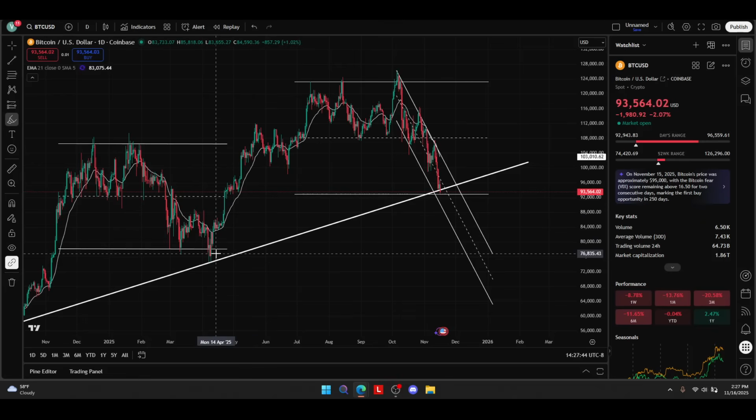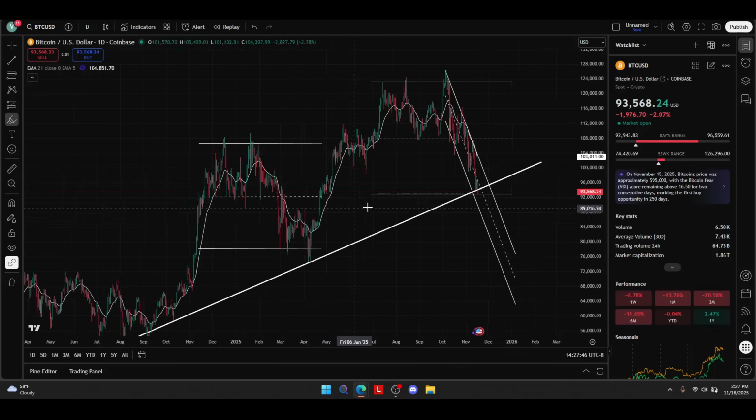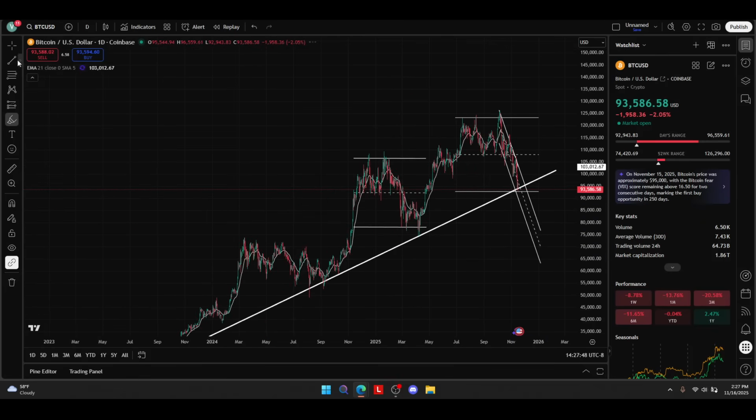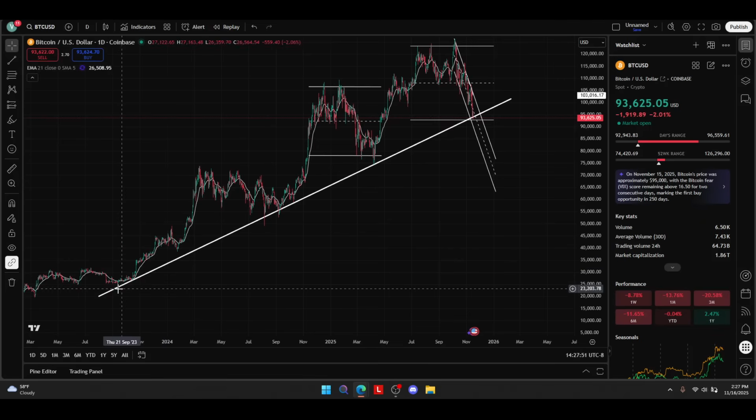It's not guaranteed, but it's definitely one point favoring the bulls. Now we can even add more points to the bulls, right? Well, look at this bullish trend line.